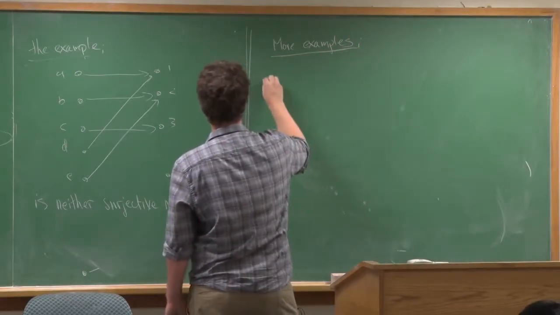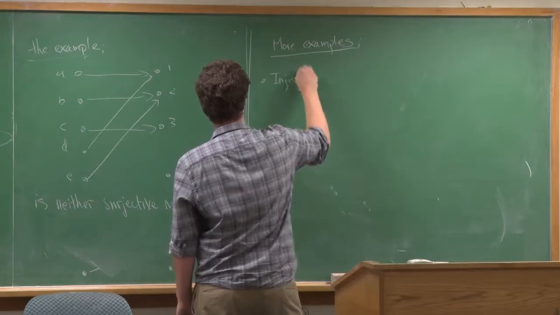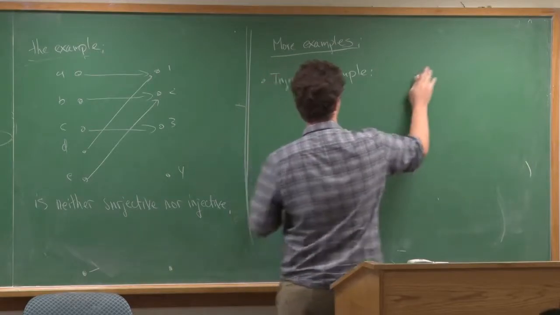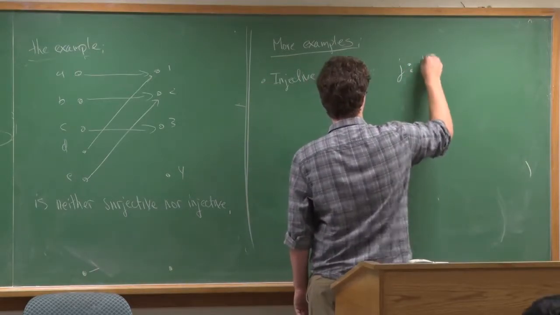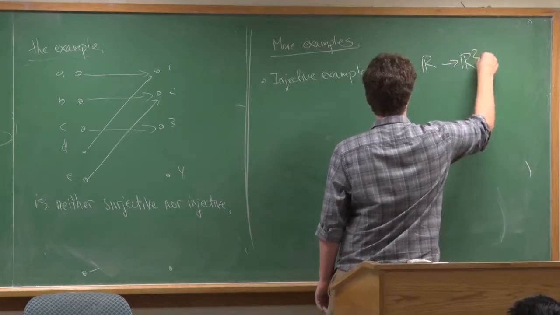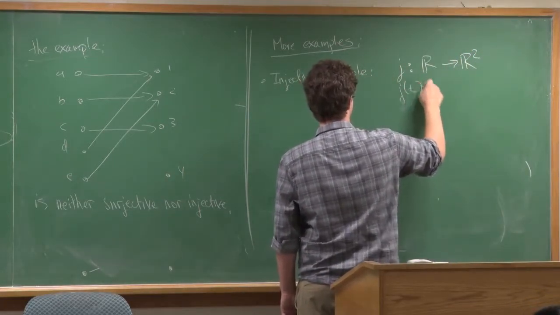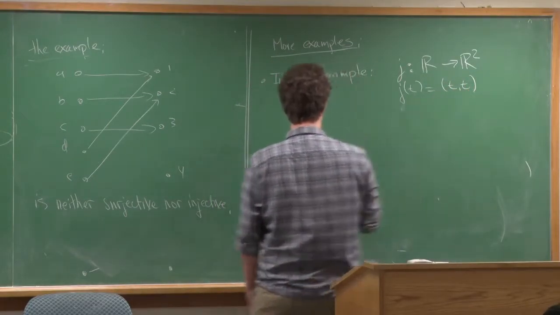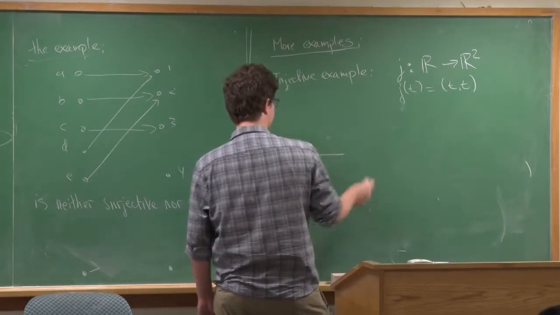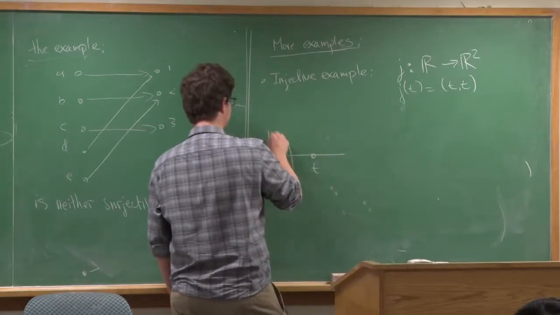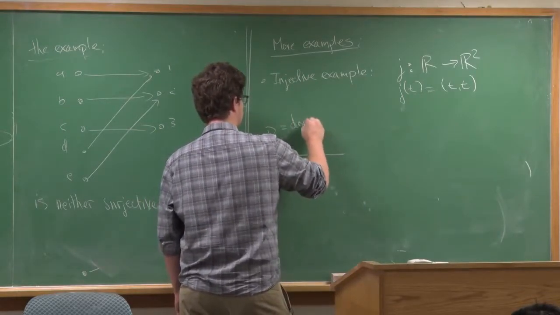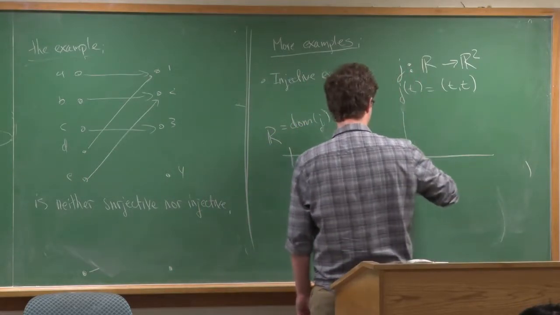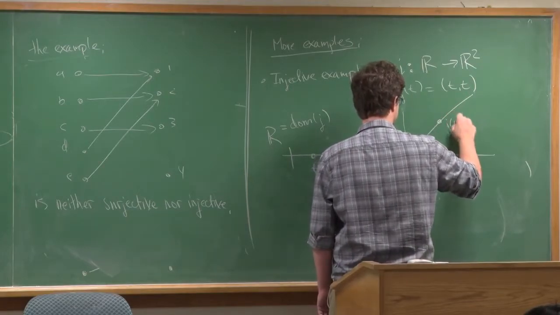Okay, so here's an injective example. I'll call it j, which goes from R to R squared, and we'll define j of t to be equal to (t, t). So this is a map which takes t on the real number line, R, the domain of j, and maps it to an element j of t, which is (t, t).